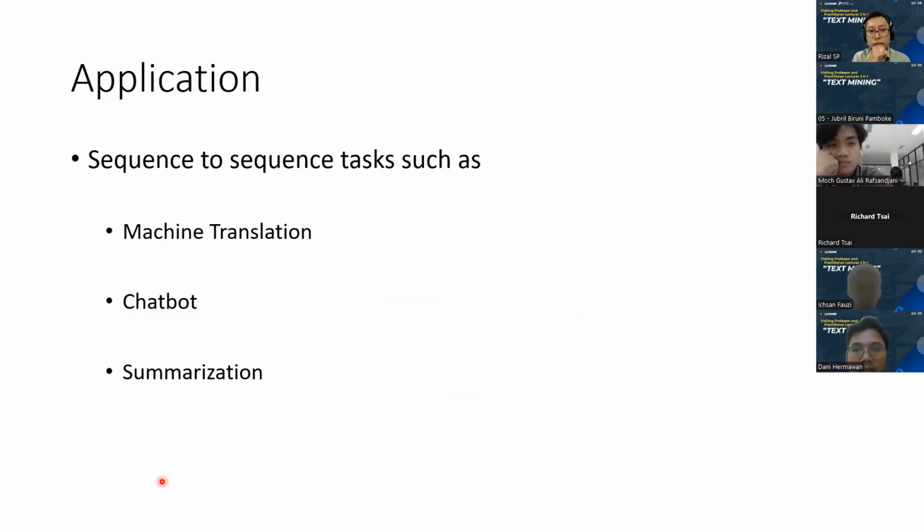Transformers is designed for sequence-to-sequence tasks. Its applications include machine translation, chatbot, and summarization. In machine translation, its input is the source language sentence, and the output is the target language sentence. In a chit-chat chatbot, the input is the user's utterance, and the output is the chatbot's response. In summarization, the input is the source document, and the output is the summary.